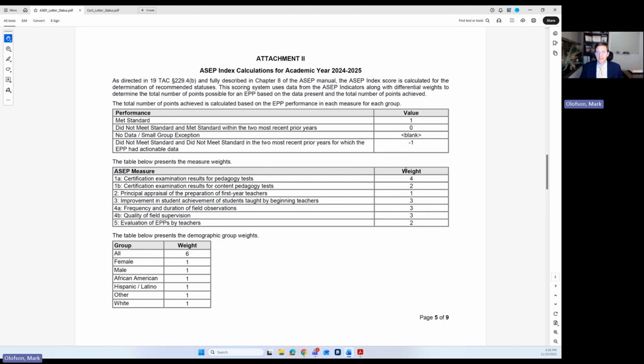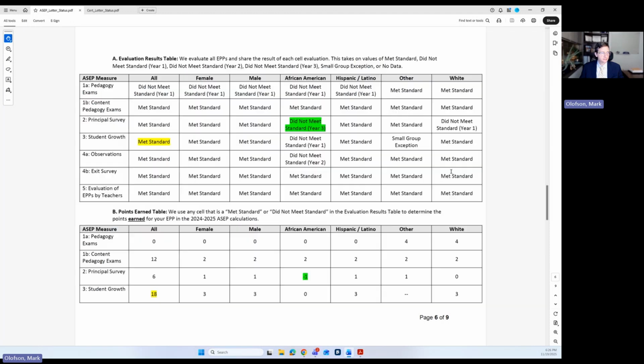Attachment 2 provides the specific index calculations for your preparation program. We have streamlined this attachment this year to remove duplicative information based on feedback. Table A provides the results for each indicator and demographic group. Table B provides the points earned in each box. This is generated by multiplying the performance value by the ASEP measure weight and the group weight.